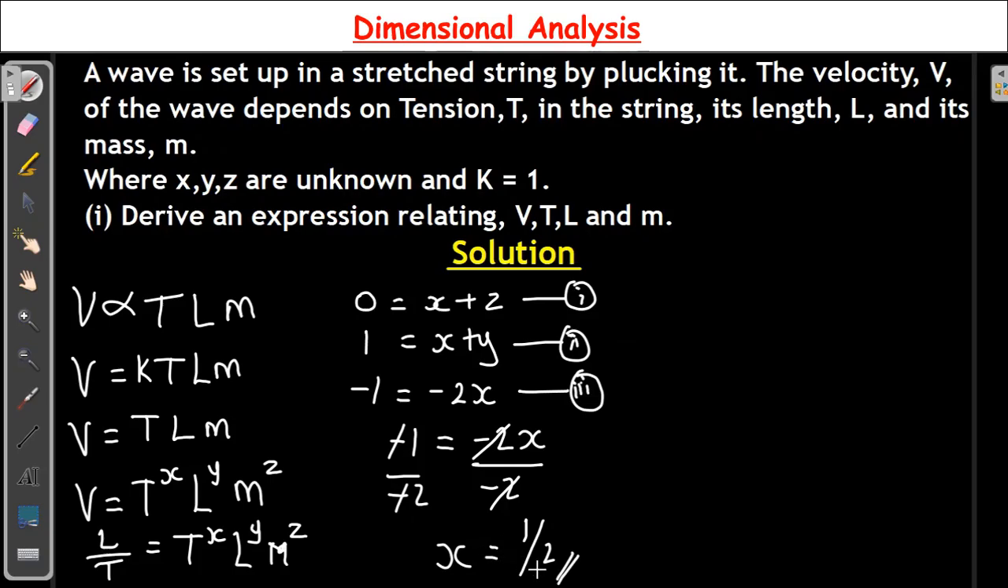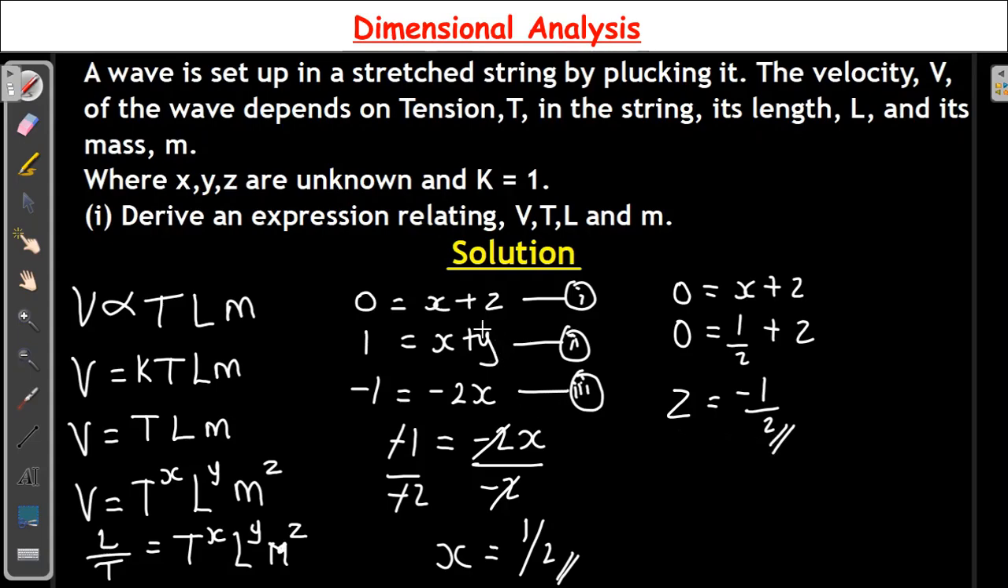Inputting the value of x into equation 1 to solve for z, we have that in equation 1, 0 is equal to x plus z. So 0 is equal to x, which is half, plus z. Now if half crosses over to meet 0, z is equal to minus half. With this, we've gotten the value of z.